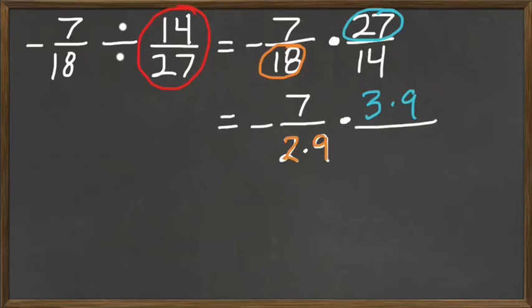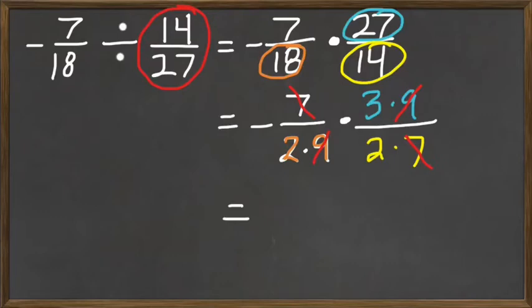The 14, I can break that apart as well. The 14, I can break that as 2 times 7. Then I'm ready to start canceling. Anything on the top with anything on the bottom. So like the 9 and the other 9 there. This 7 and this 7, I can cancel those two. The 2's I don't cancel because they're both in the denominator. They're both on the bottom of the fraction. So I leave those alone.